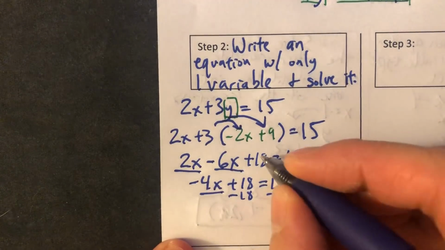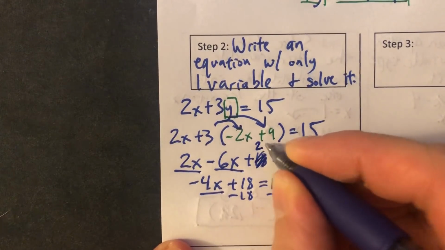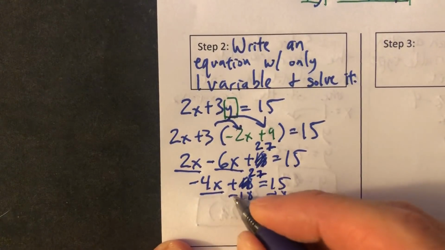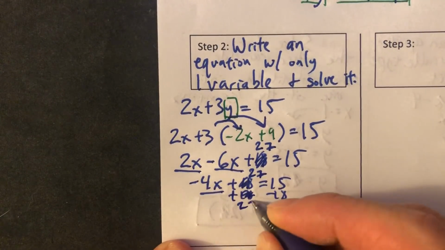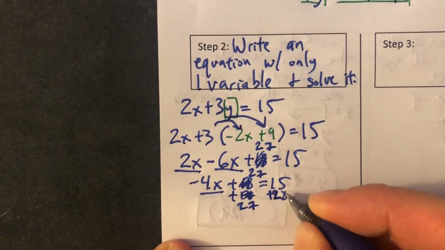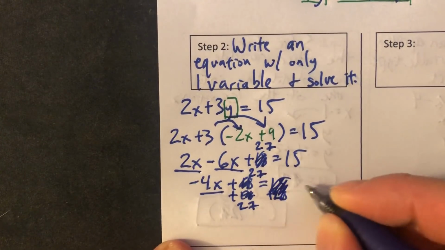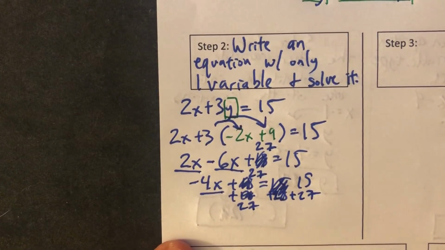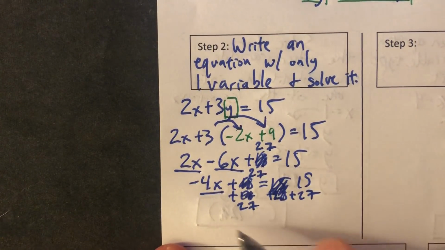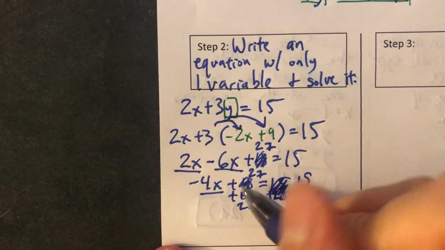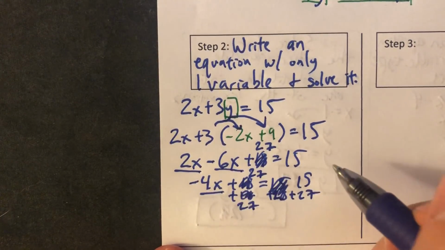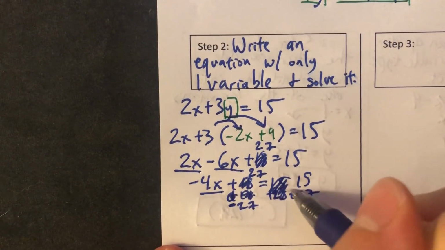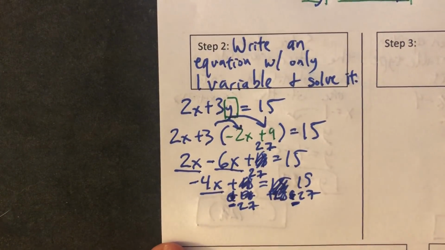Whoops, quick error. This is not 18, this is 27. So I have plus 27. Let's write this over here. So I have 15 plus 27. So I have plus 27, and that's going to give me, this cancels out. This is going to be minus 27. Ooh, that got messy. Sorry.